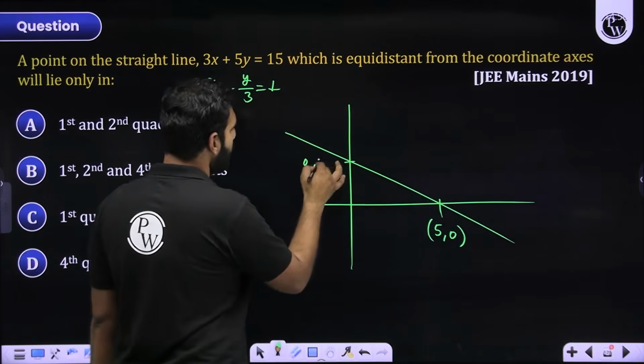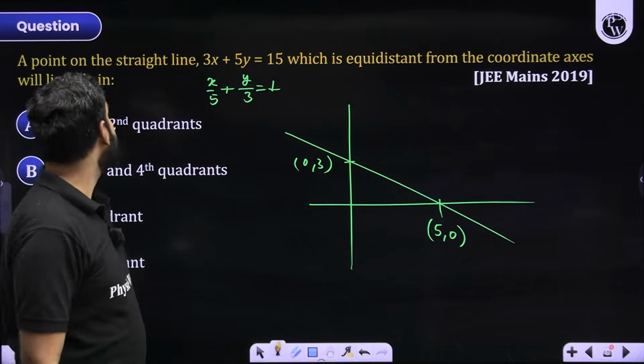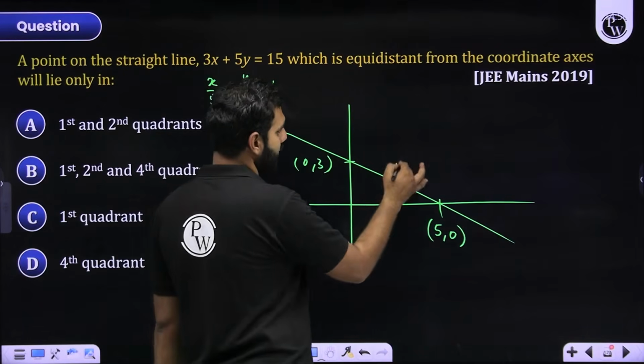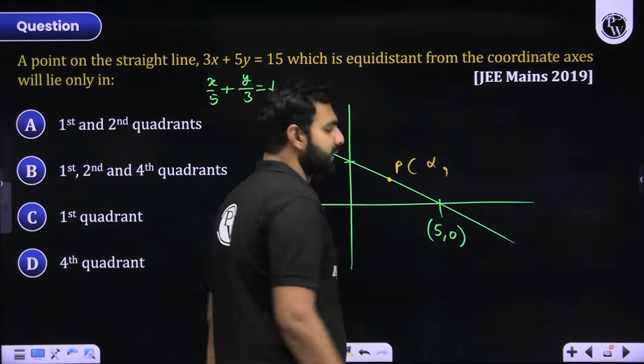I'm just drawing it for more clarity, right? I hope there is no confusion on that. Now, what are we told? That there is a point on this line. Let's take a point randomly here. Let's say this is the point P. It will have certain coordinates. Let's say its x coordinate is alpha.